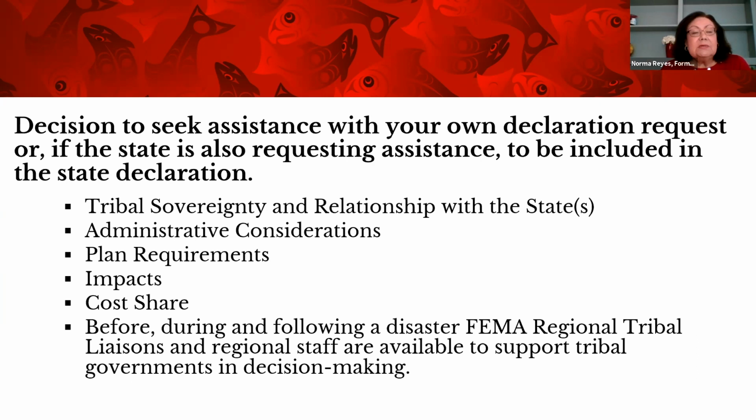The other thing is cost share. For FEMA, it's a 75-25 cost share. Of course, you can request a higher cost share down the line, after so much money has been obligated during the recovery. So the other thing, do you have the 25% funding to be able to cover your cost share? The other thing is before, during, and after a disaster, and like I discussed before, FEMA regional tribal liaisons and regional staff are available to support tribal governments in decision-making. So that's what we're here for in terms of providing staff support.